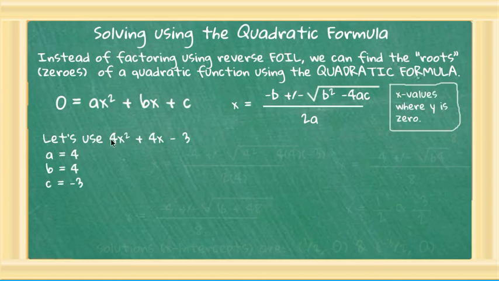So let's use 4x squared plus 4x minus 3. So that makes a equal to 4, b is also 4, c is negative 3. Okay, so we just got to plug them in here.